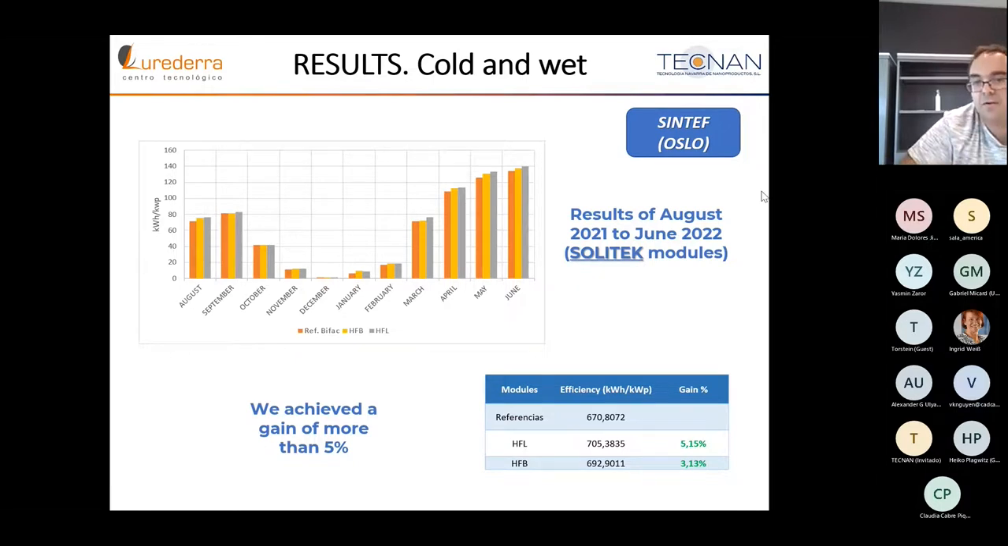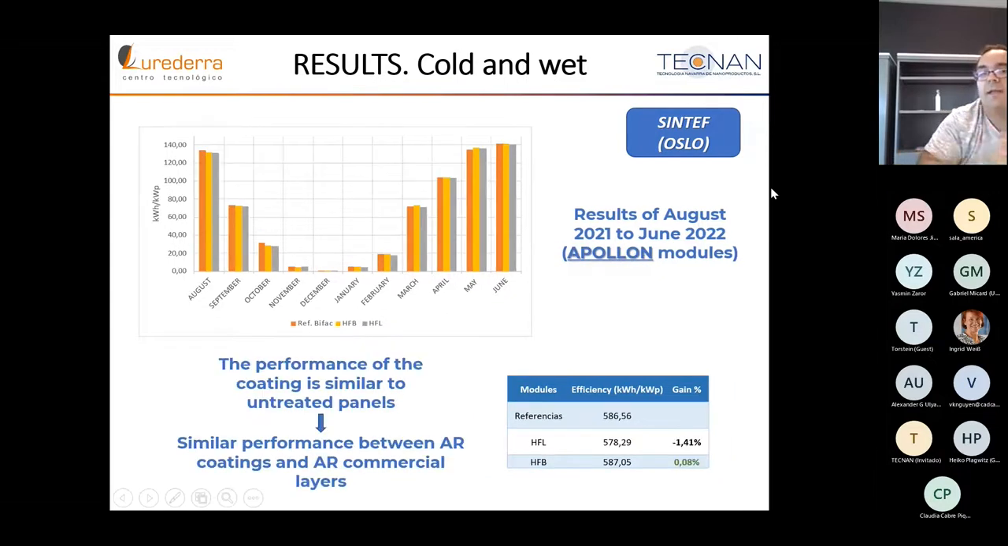The case of the Apollo modules, also in the SINTEF facilities. In this case we can see that in more or less all the months the production is the same. The main reason is that the reference of the Apollo module has a commercial anti-reflective layer.